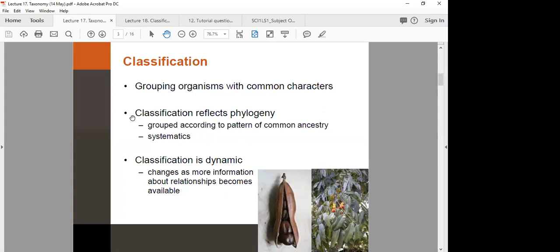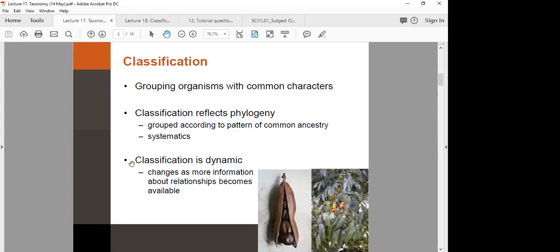All right, so classification is studied by biologists called evolutionary biologists. And what's very important to them is to classify organisms according to phylogeny. This means that organisms are grouped together into categories according to a pattern of common ancestry. And the study of phylogeny is referred to as systematics.